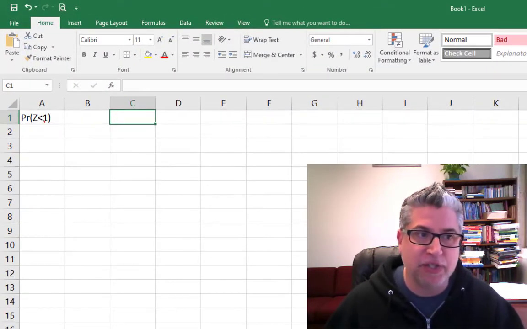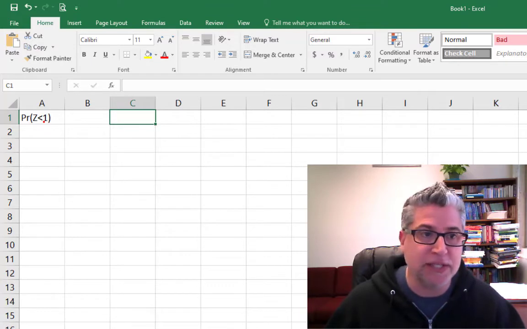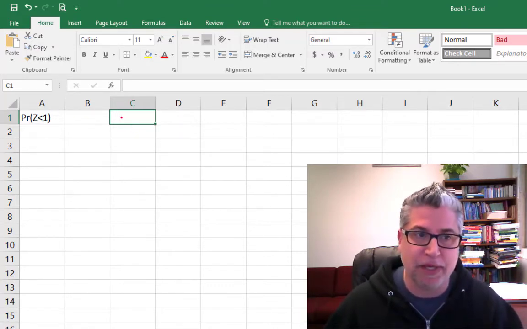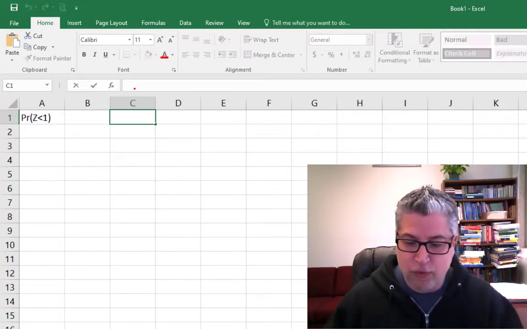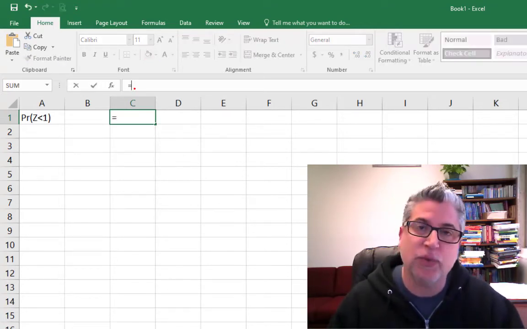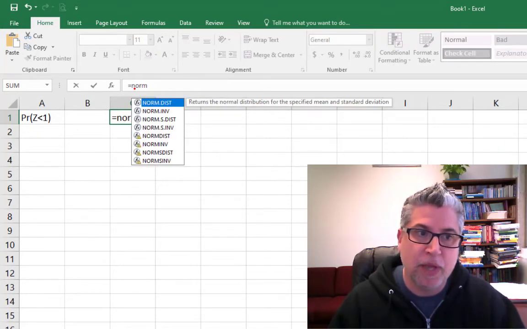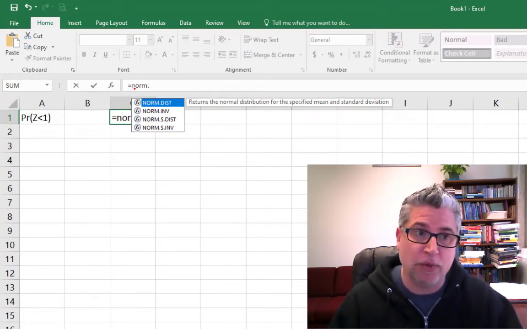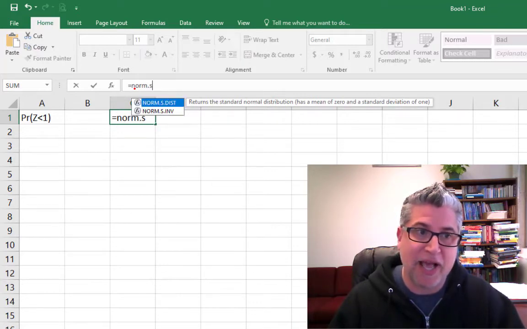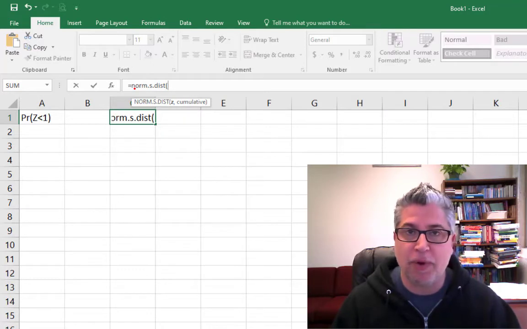I've keyed in here just a reminder what my question is. And let's see how we can use Excel to calculate this probability. Any formula in Excel starts off with an equal sign, so we put in equal, and then we type in norm, and then this is going to be a standard normal, so we put norm.s.dist, and then we open up our parentheses.